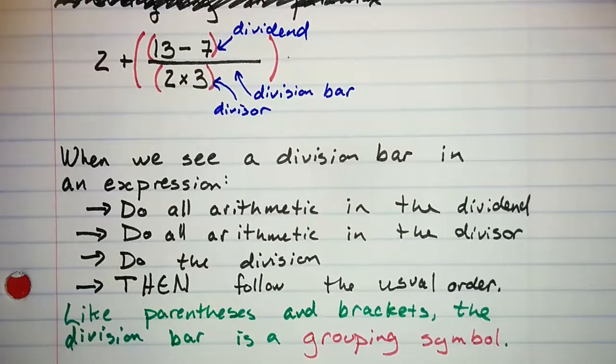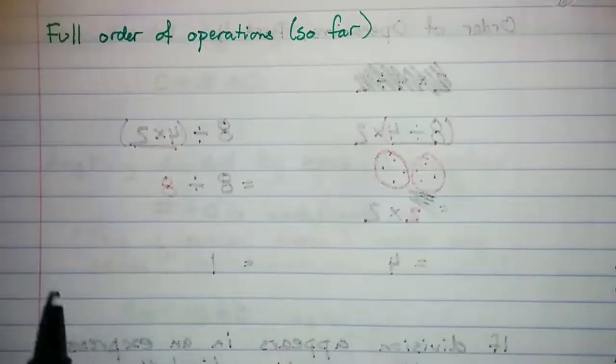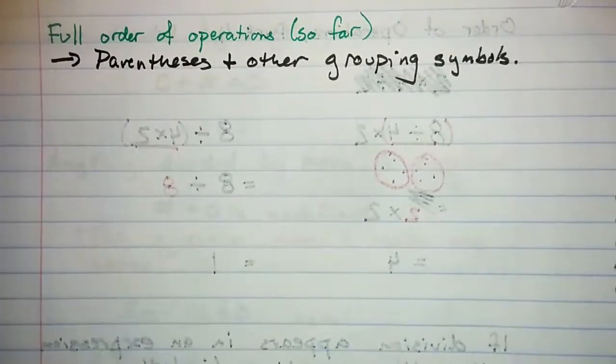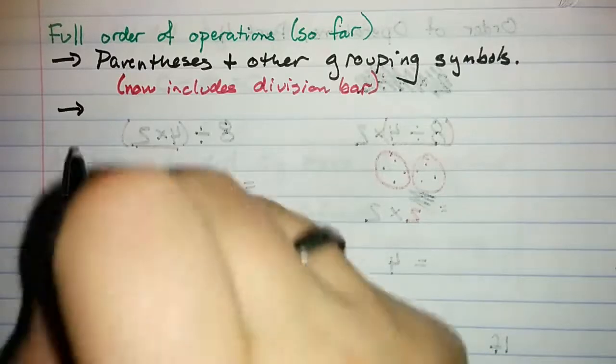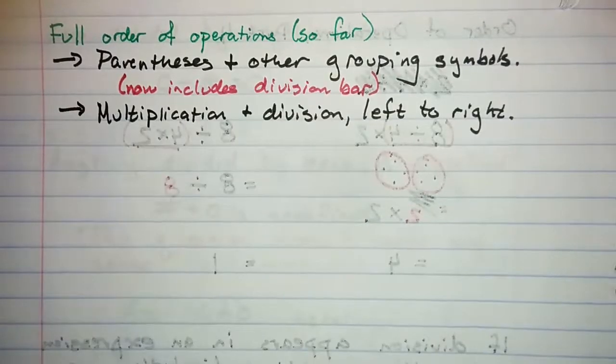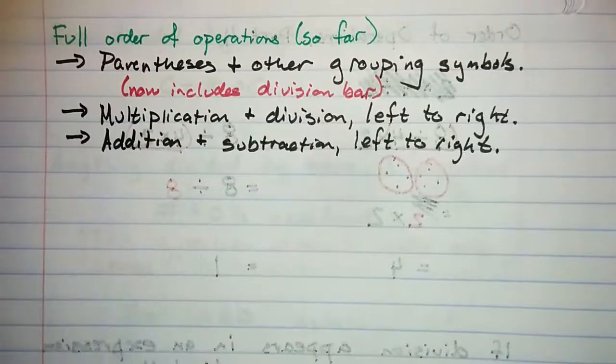So, the full order as we know it now. We start with parentheses and other grouping symbols, which, remember, now includes the division bar. Then we do all multiplication and division, going from left to right. And then once all the multiplication and division is finished, all addition and subtraction, left to right.